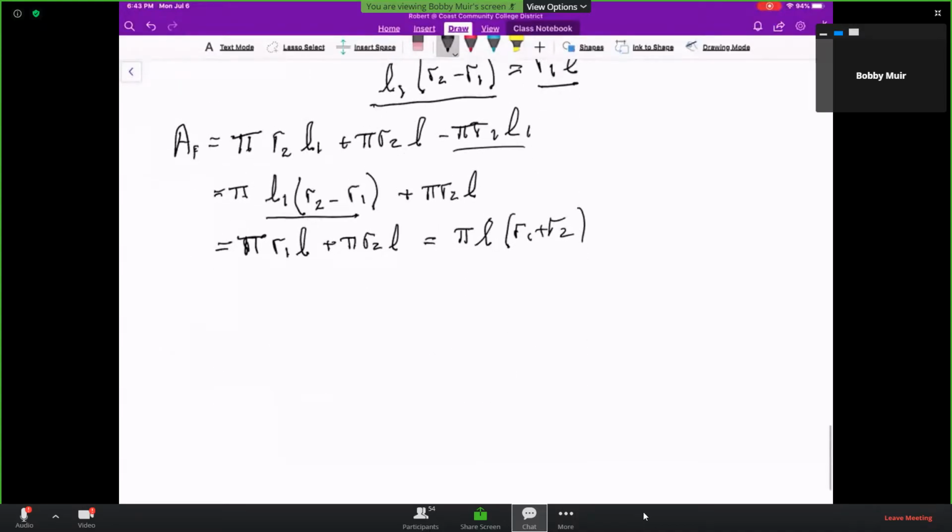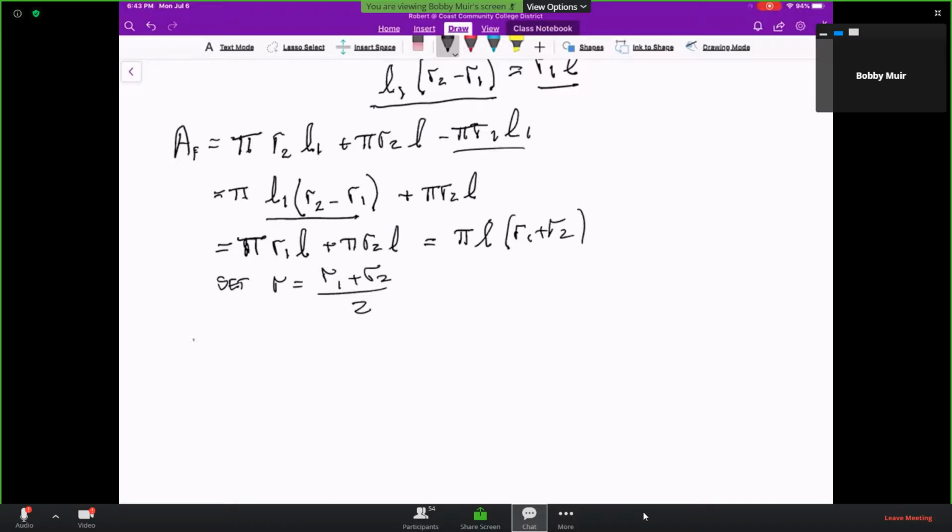Okay, now what he does next is he sets R to be the average of these two guys. And so the area of the frustum is going to be 2 times pi times R times L. So the area of the frustum is 2 pi R L. Okay, now remember, L is the length of the side thing.